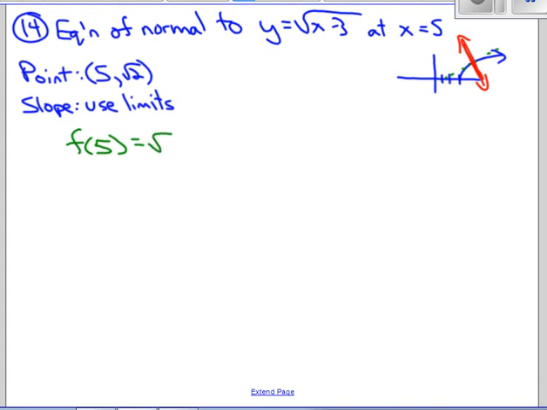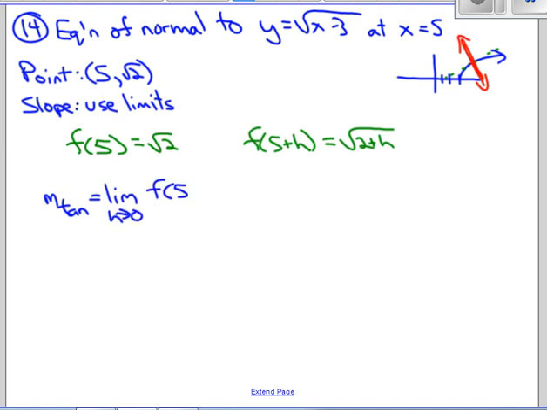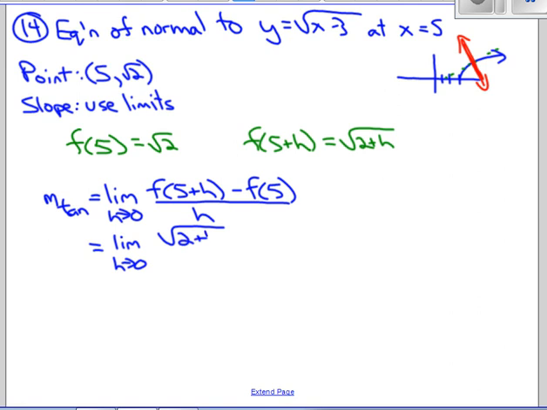Which will give us root 2. And f at 5 plus h, which would give us root of 2 plus h. Now we're going to find the slope of the tangent. Lim as h goes to 0 of f at 5 plus h minus f at 5 all over h. Plug in what we know. So that's going to be lim as h goes to 0 of root 2 plus h minus root 2.